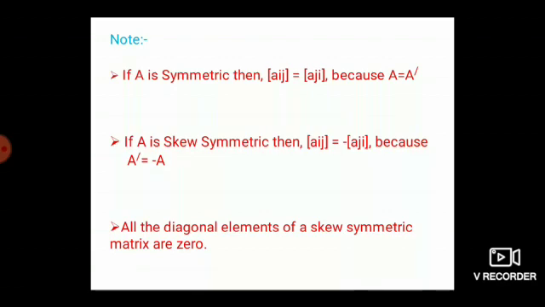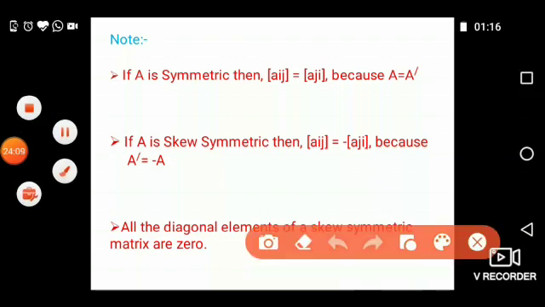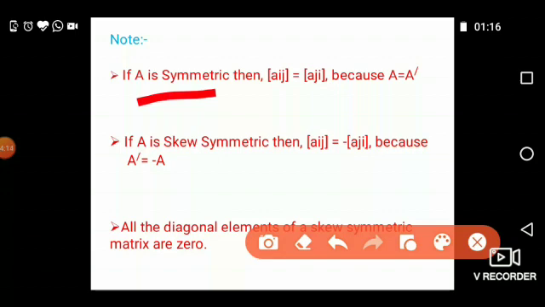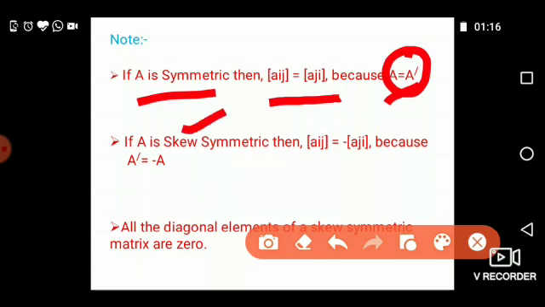Here is a note on symmetric and skew symmetricity. If A is a symmetric matrix, then Aij is always equal to Aji because of the definition of symmetricity: A dash is equal to A, or A is equal to A dash. If A is a skew symmetric matrix, then Aij is always minus of Aji because of the definition of skew symmetricity. A dash is equal to minus A.